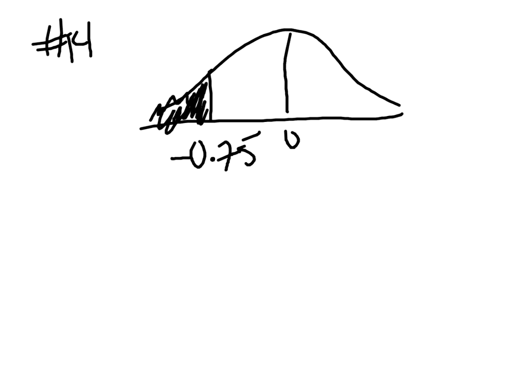So all we have to do to find the area to the left of negative 0.75, of course I draw it first, then I go back to my table, I go back to the negative z tables, and I can find this directly, and it turns out to be 0.2266.